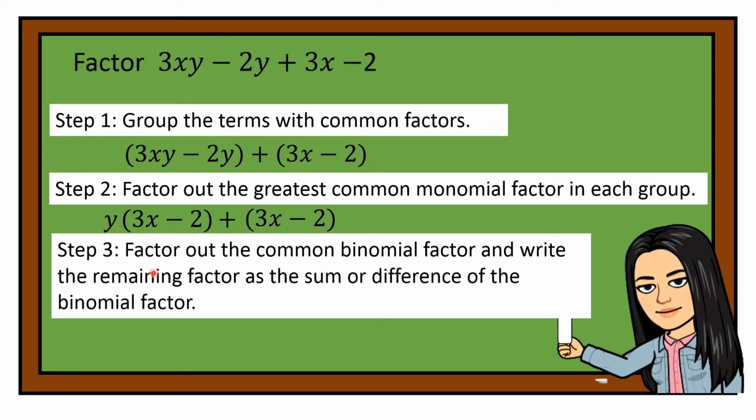Last step, factor out the common binomial factor and write the remaining factor as the sum or difference of the binomial factor. So, our common binomial factor here is the quantity 3x minus 2. And then, combine the terms outside the parentheses. So, we have here the quantity y plus 1. Our final answer is the quantity 3x minus 2 times the quantity y plus 1.